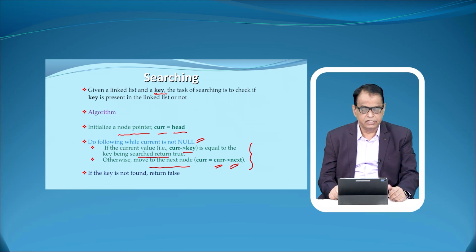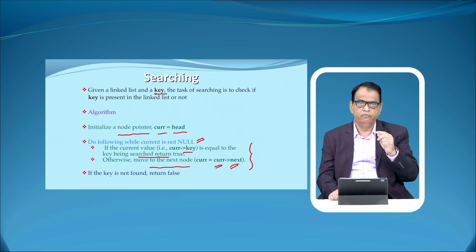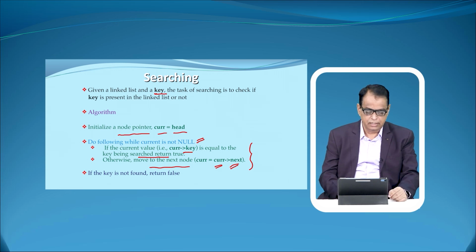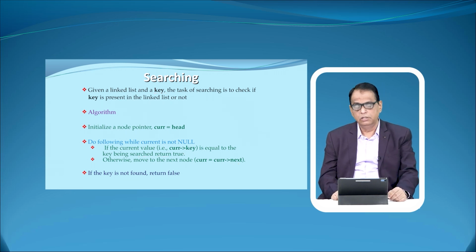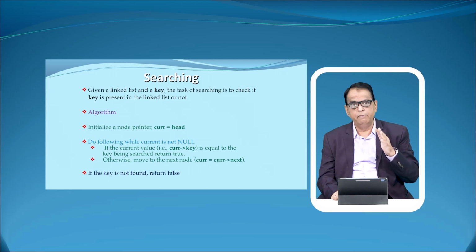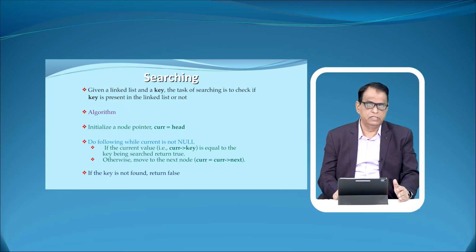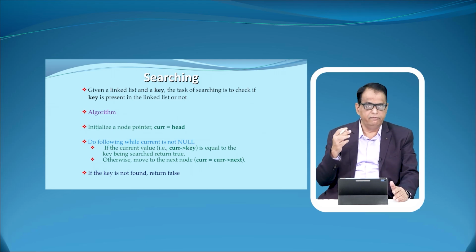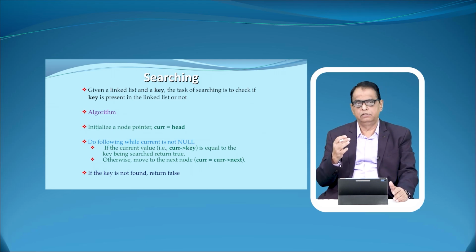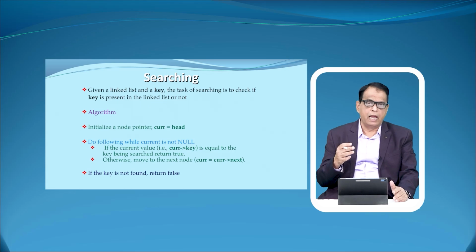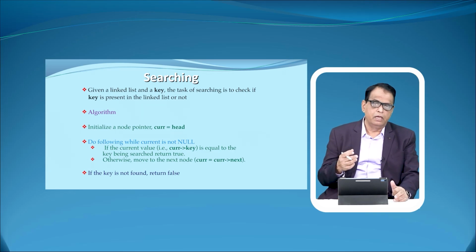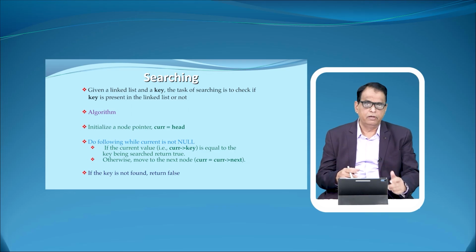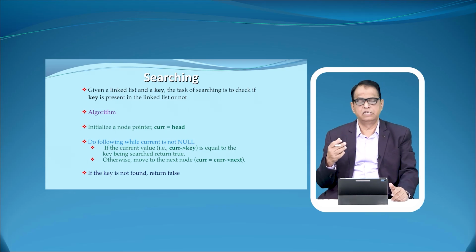As discussed in this algorithm, if the key element is found, we will announce the successful completion of searching. If the key element is not found, then we will announce that the element is not present in the linked list. So this is a very simple algorithm. Initially you must have a pointer that is assigned the head value. Then we will compare the value of the element being pointed to by current with the key value, and if the values match, you will announce the successful searching.